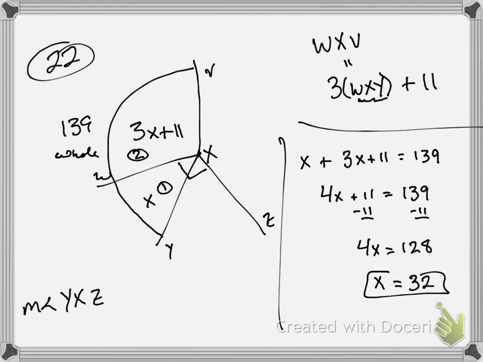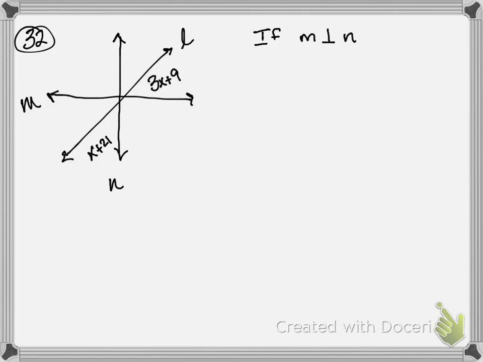If you think about this, YXZ is on this bottom part, right? It's this piece. And we know that x is 32. They also told me in the very beginning that this was a 90-degree angle, correct? So all you have to do is take 90 minus 32, and that'll give you what that is. What is that, 58? Is that right? 58 degrees.